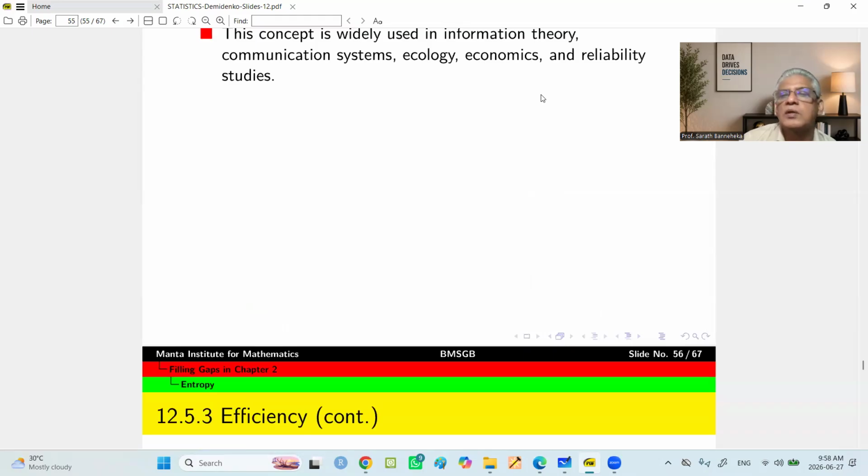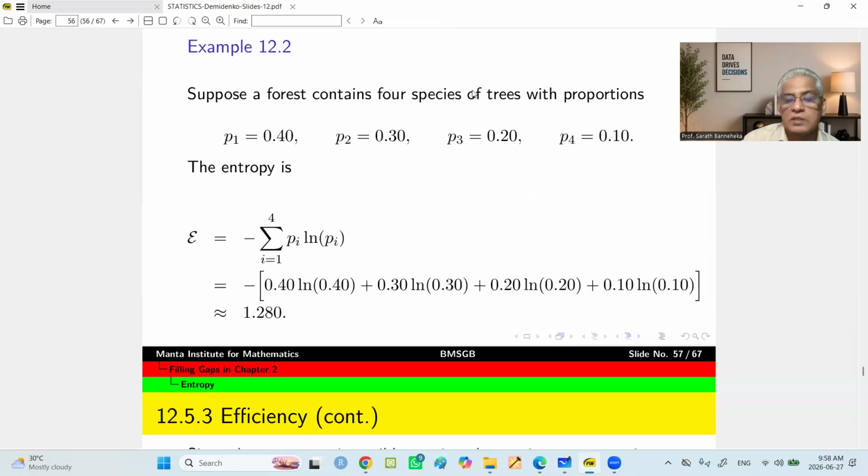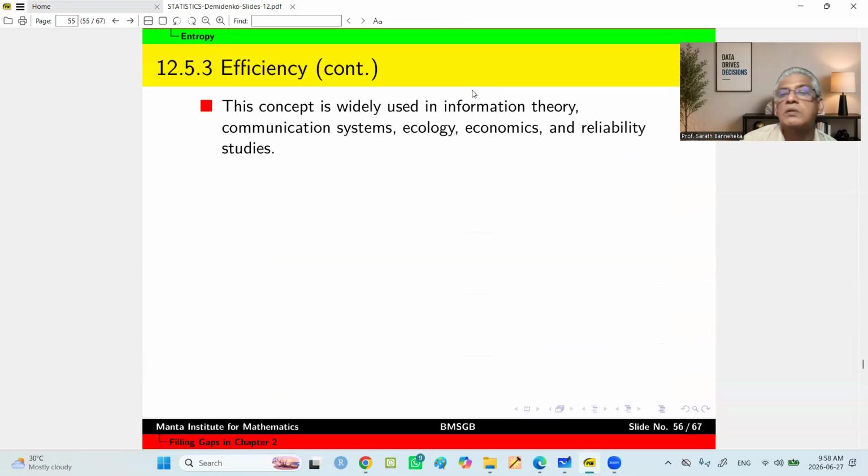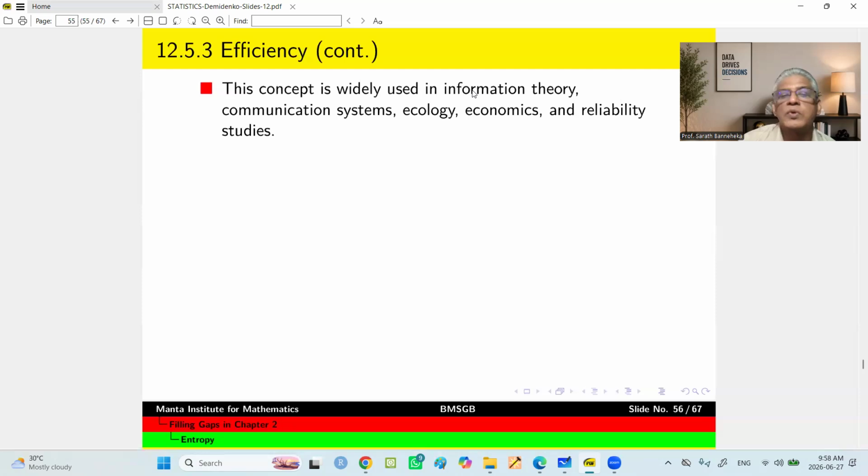This concept of efficiency used in the relative entropy is used commonly in information theory, communication systems, ecology, economics, and reliability studies in various areas.